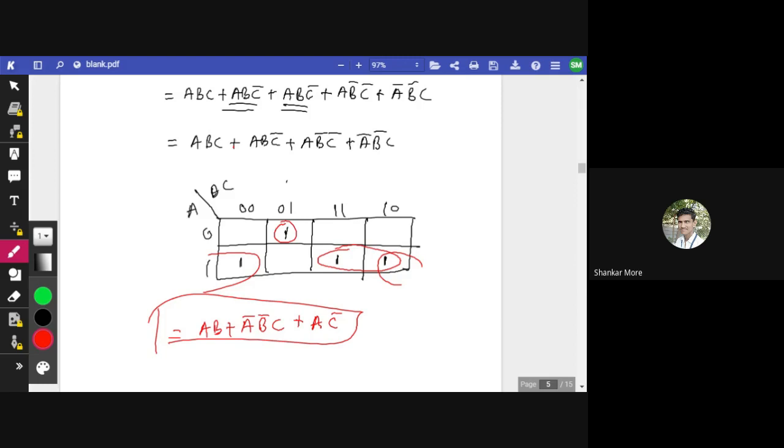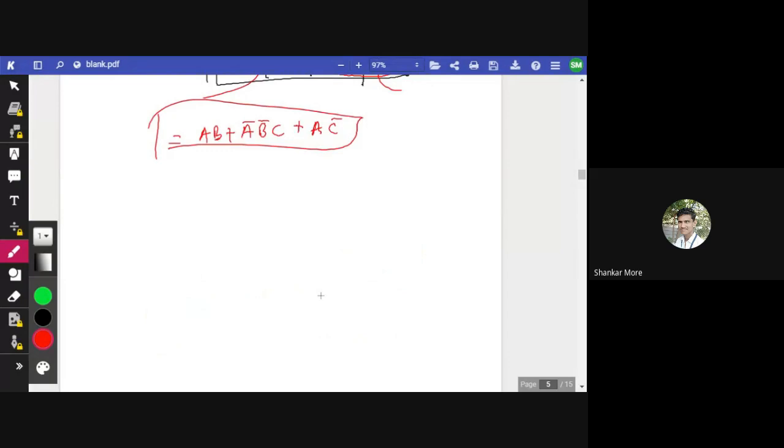Okay, so similarly in the POS form, product of sum form, what we do is instead of taking 1s we take zeros for max terms, right? So there is a slight change, we do it a bit in reverse. And we have to keep in mind that for pairing we have to make sure that pairing should be in either pairs, quads and octets. So we can't make a pair of 6 or 3, so these things must be taken into consideration.